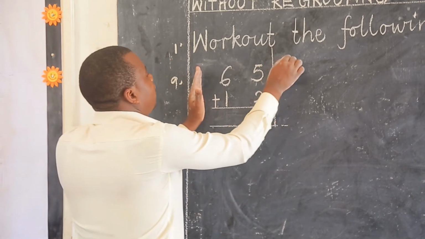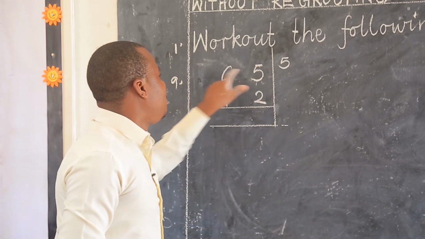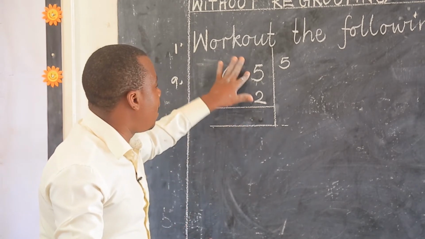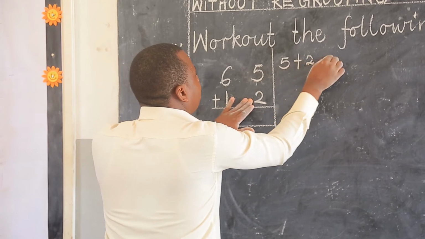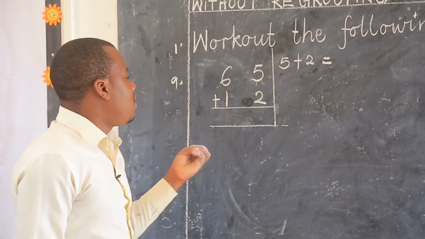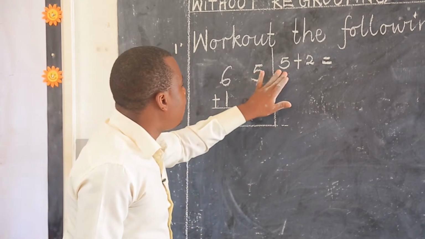So I'll have 5. And then those ones who add like this, add this to this and put here the answer, that one is also wrong. 1 up and down. So this is 5 plus 2 equals to what? 5 plus 2. You begin counting fingers. Ta, ta, ta, ta, ta, ta.